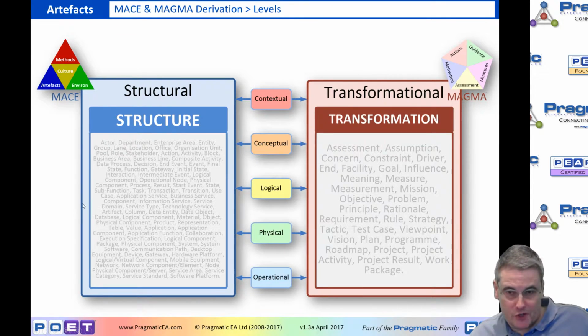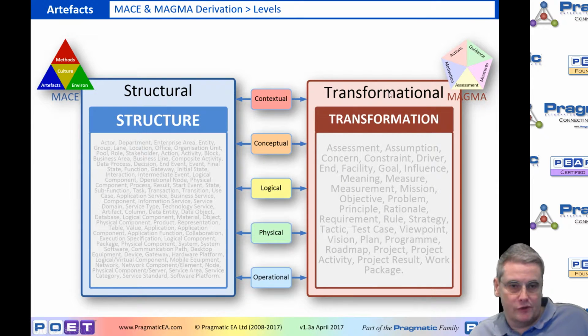So from a structural perspective, we say if you want to get from high-level strategy to deployed change, the structural information can exist at different abstraction levels, and we essentially start with the highest level and keep going down until we can actually make physical change in terms of the methods, artifacts, culture and environment.